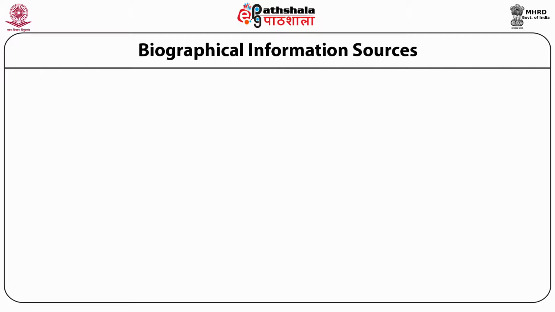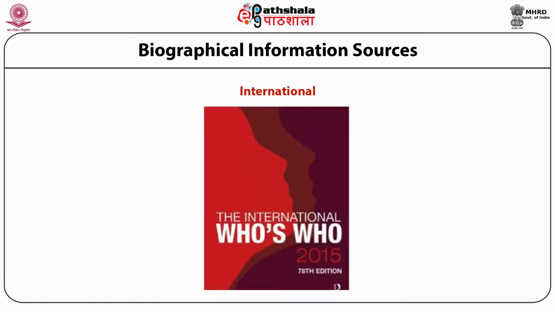Biographical information sources can be international or national in scope. For example, International Who's Who is an international biographical source which provides biographies of the world's most noteworthy people. Information provided in each entry is personal data and career history, education, achievements, and membership. The publication is also available online.